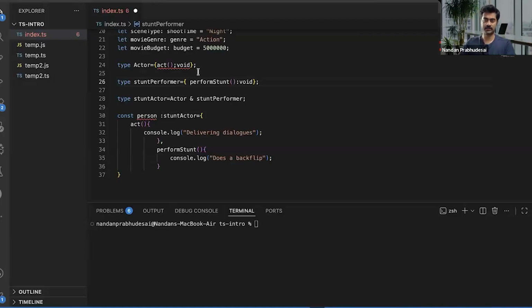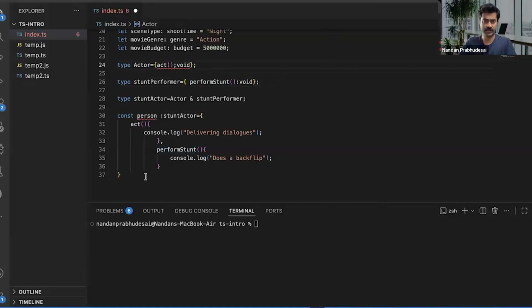So let's move ahead. Like I mentioned, many roles don't perform both of these. There are many extras in the film who just act, but they don't perform any stunts. Or there are stunt doubles who just perform the stunt, but they don't act in the movie. So now how do we handle that? Those are handled by unions actually. So that is one role from many. So let's look at union over here.